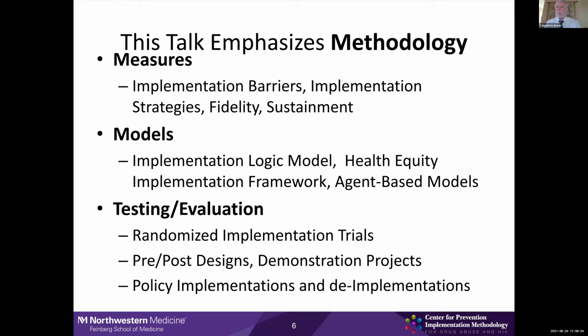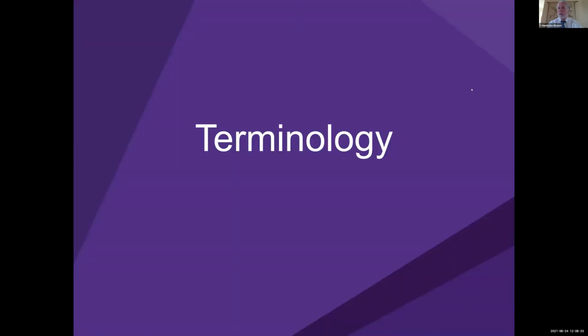Models include the implementation logic model, health equity implementation frameworks, as well as agent-based models. It gives you a breadth of the kind of work that we've been doing. And then testing includes randomized implementation trials, formal randomizations, ones that are not randomized, pre-post designs, demonstration projects, policy implementations, and even de-implementations. Those are the kind of things that we do on a daily basis, and we integrate those with a large group of content areas, including mental health, substance abuse, violence, chronic disease, and other things.